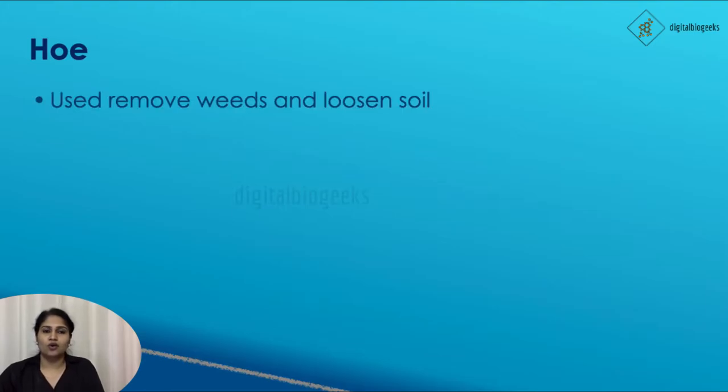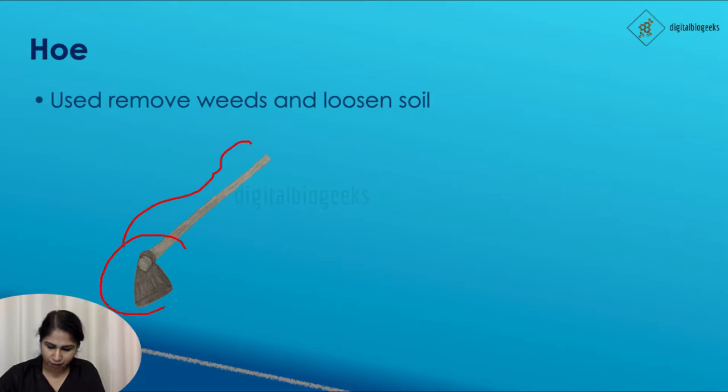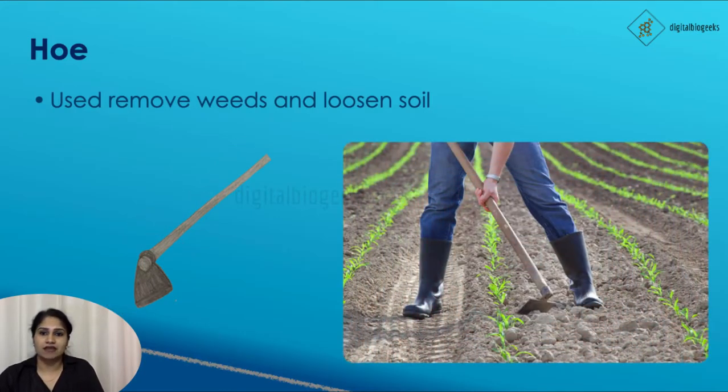Hoe. Hoe is used to remove weeds and loosen soil. This hoe contains a long log of wood and a broad iron plate at the bottom. Here we can see a farmer who is loosening the soil with the help of hoe.